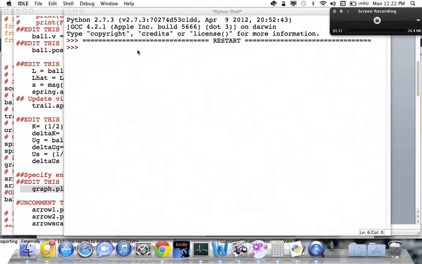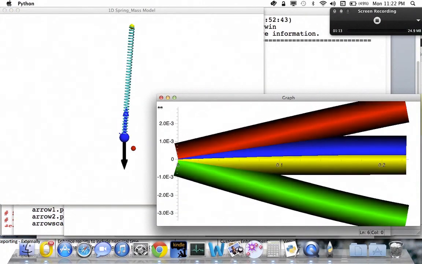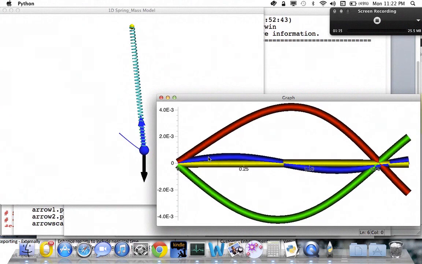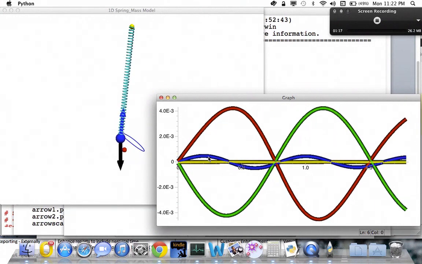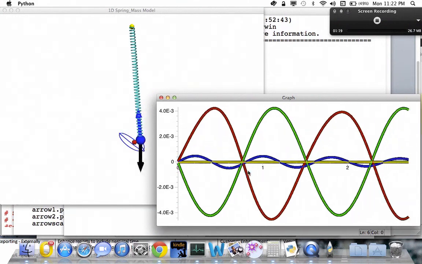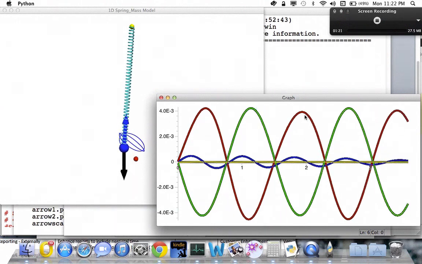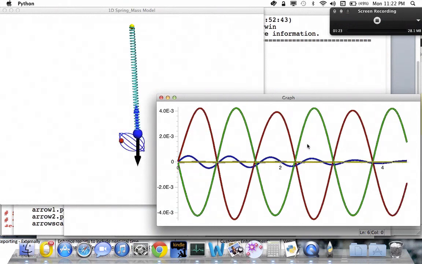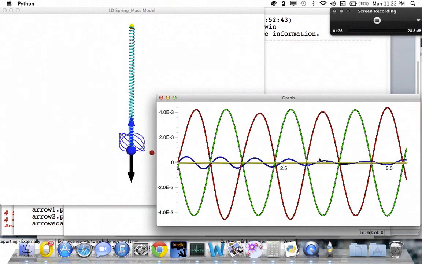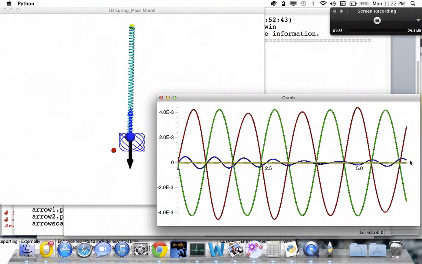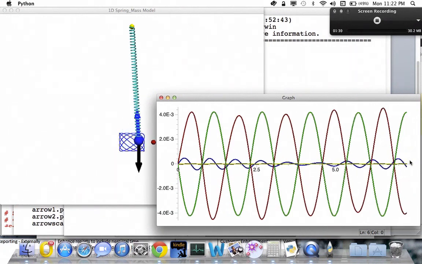Now we're going to run the module. The graph is on the right hand side. And the black arrow is the F net, so that's Fg plus Fs.